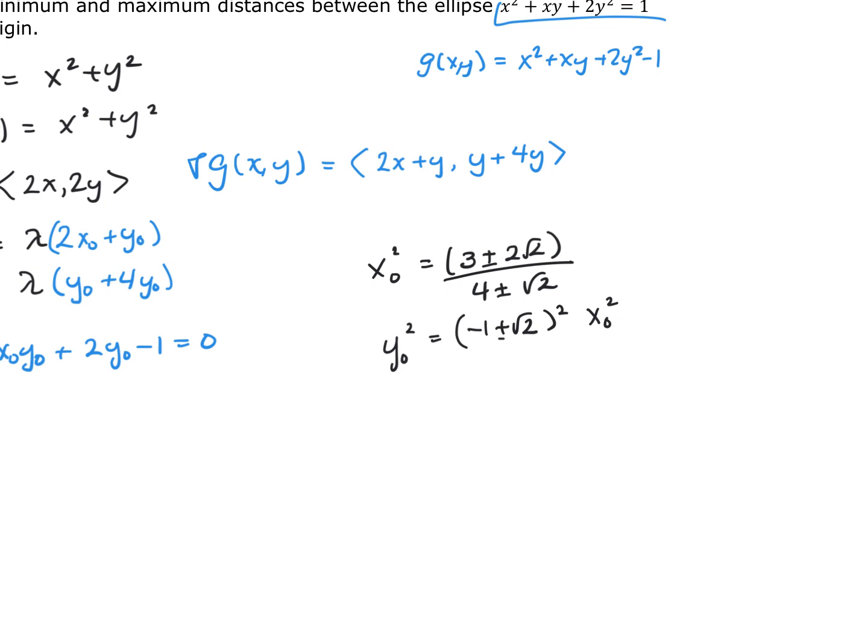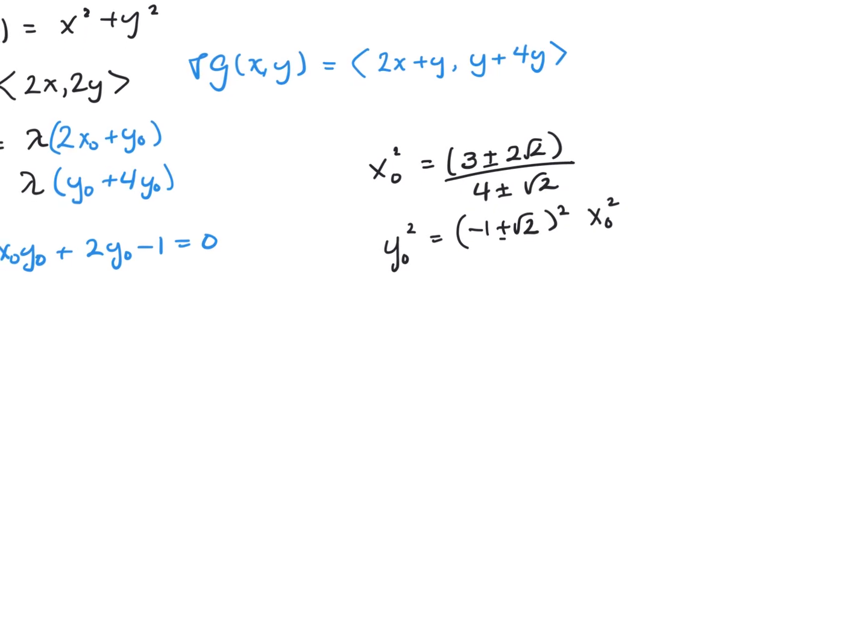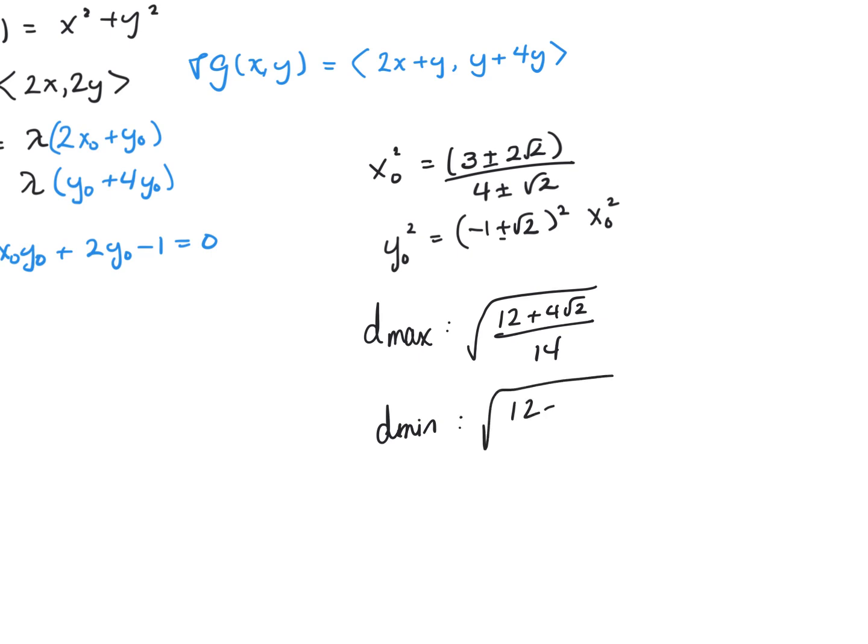So I have a bunch of choices. So my distance max, when I get totally done, ends up becoming the square root of (12 plus 4 root 2) over 14. And my distance min, when I get totally done, is going to be the square root of (12 minus 4 root 2) all over 14. And so those are my two answers.